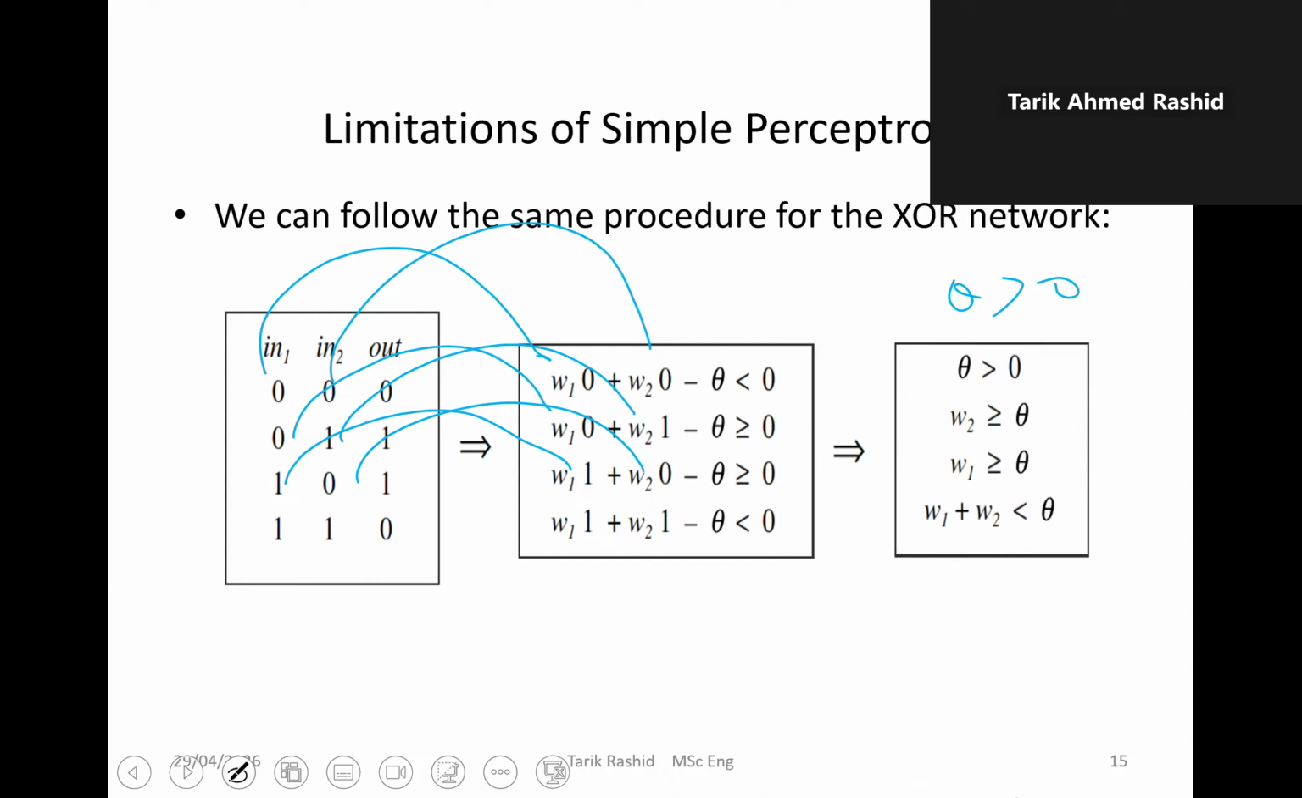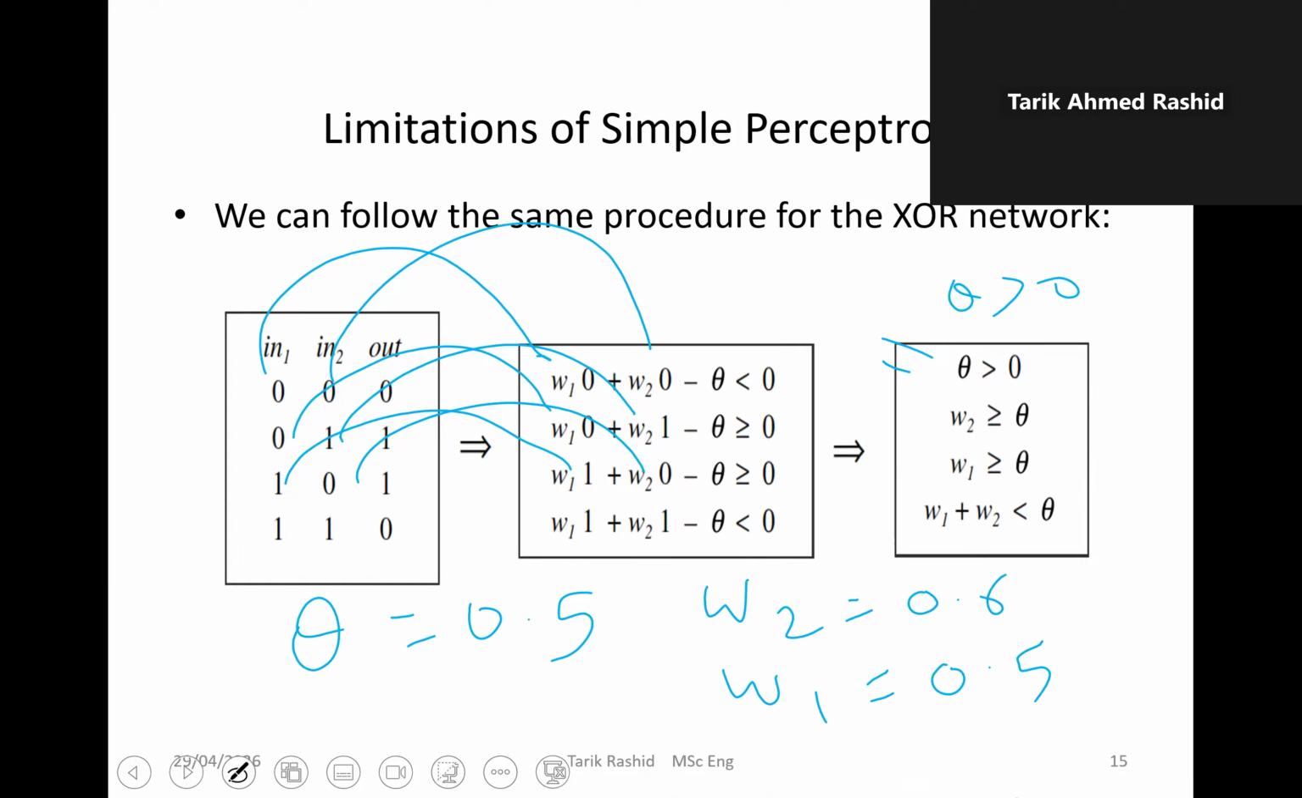So let's assume that theta is greater than 0 in the first equation. So theta is 0.5, we assume. Now, W2 greater than or equal to theta, we can put 0.6. And W1, again, greater than or equal to theta, we can say 0.5, 0.6, 0.7, or 0.9, as long as it is greater than theta.